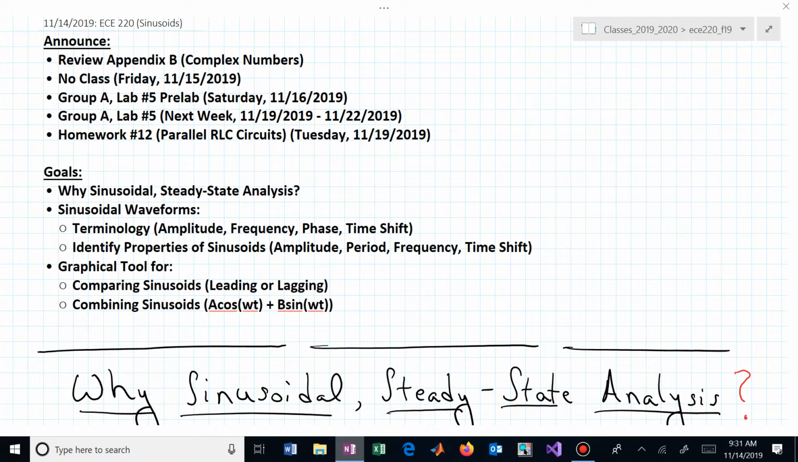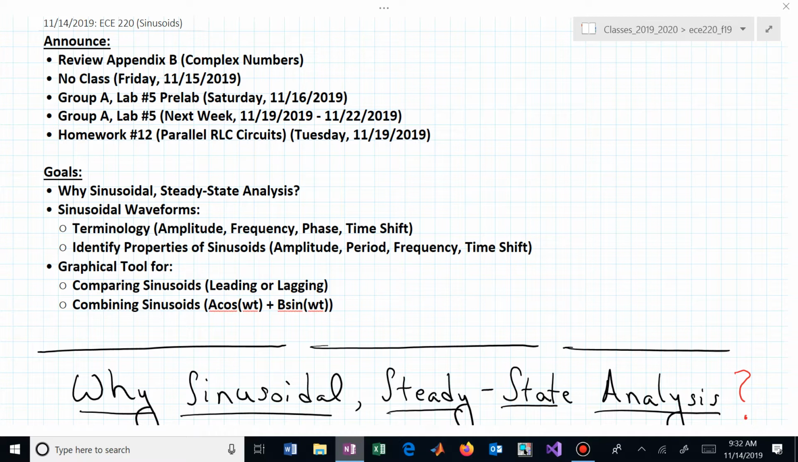Today what I want to do is try to motivate Chapter 9. I was going to say convince you. You may not be convinced, but why are we studying sinusoidal steady state? That's Chapter 9 material. And then we're going to dig into sinusoids.